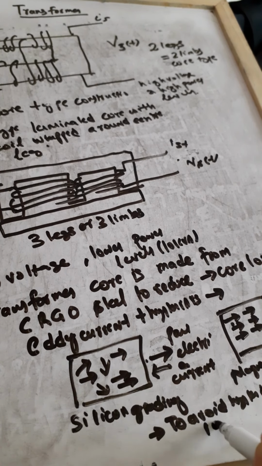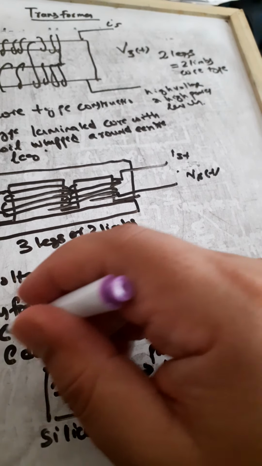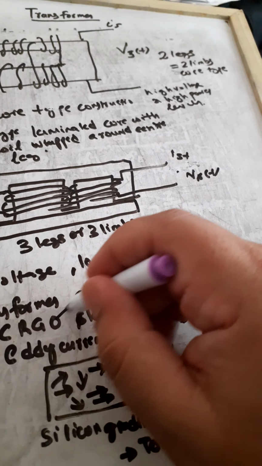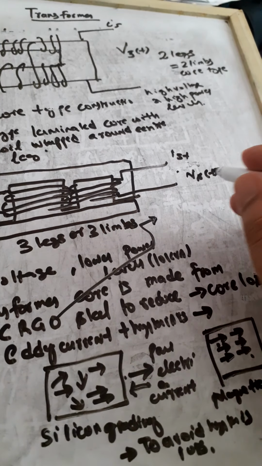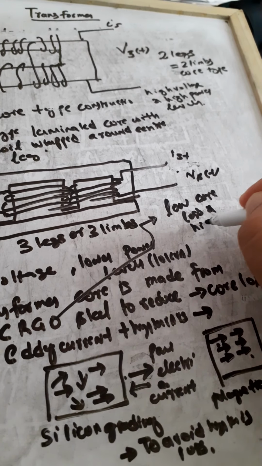Why is it so? The reason is, this material, when magnetized in the rolling direction, has low core loss and high permeability. So why CRGO? Here I can say safely it has low core loss and high permeability.